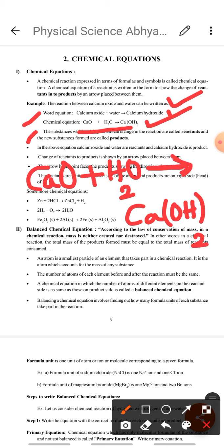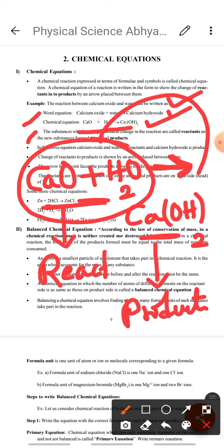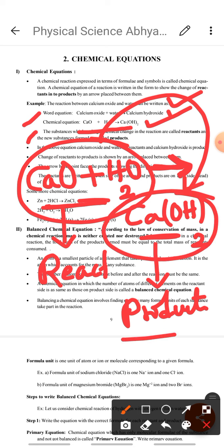So, the chemicals present on the left side of the arrow mark are called reactants. What we call reactants. Arrow mark right side chemicals are called products. What we call products. So these reactants react together to form a new compound, that is calcium hydroxide, which is called the product. So this whole representation is called chemical equation. So a chemical reaction represented with symbols or formulas, in which reactants and products are present, is called a chemical equation.